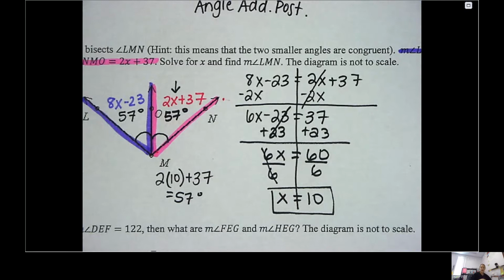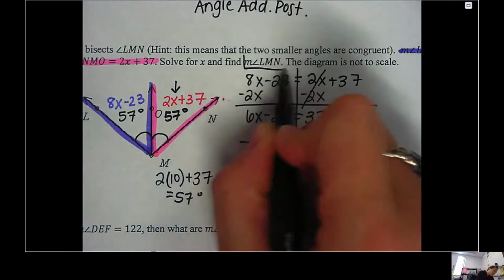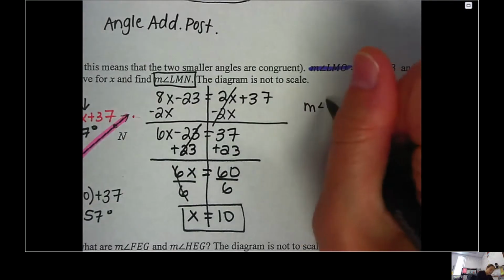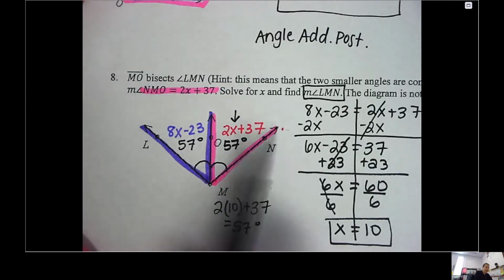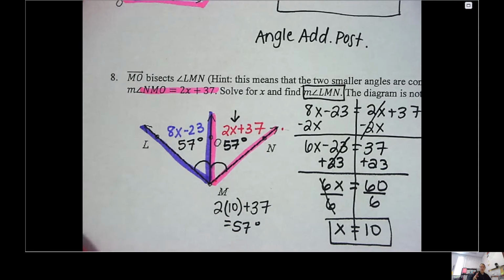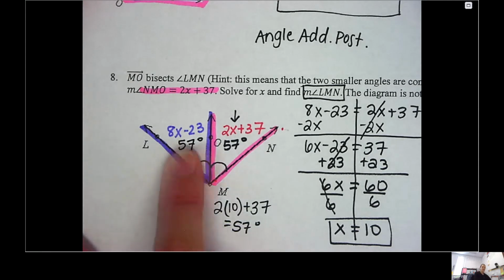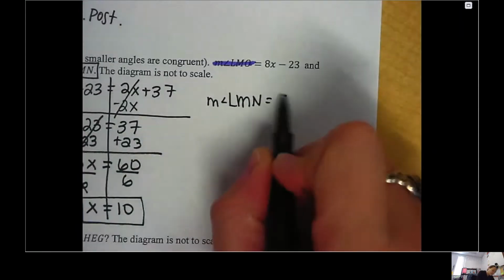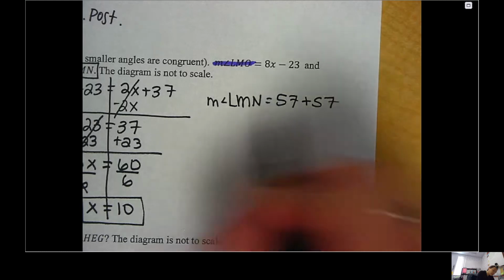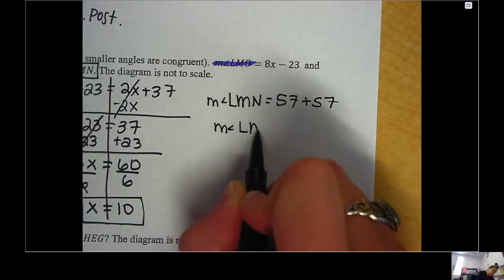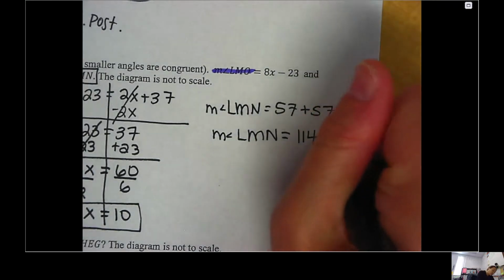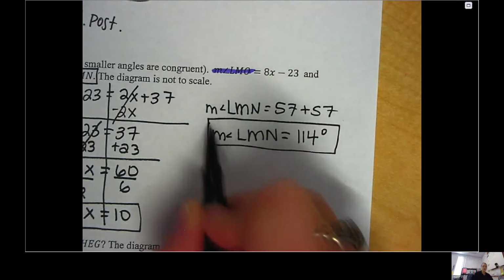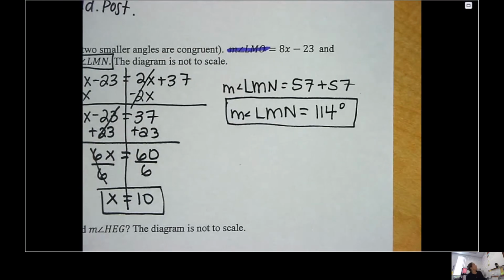To find the whole angle, angle LMN, right? That's the whole thing, LMN. I want to add together the two smaller pieces to give me the whole thing. So I'm going to add together 57 plus 57. So my final answer is that the measure of angle LMN is equal to 114 degrees. And make sure you're putting degrees because we're talking about an angle. Okay, next one, number 9.